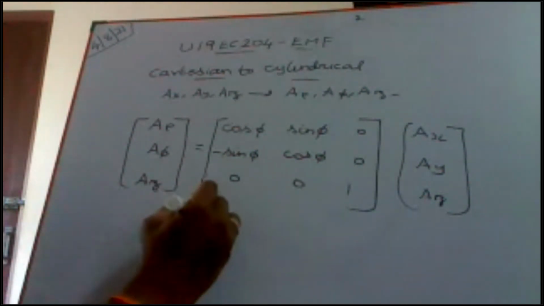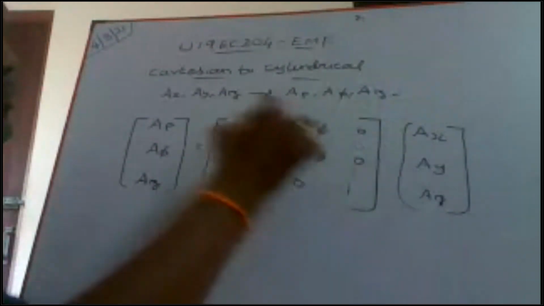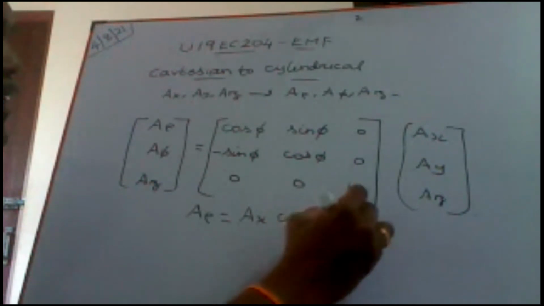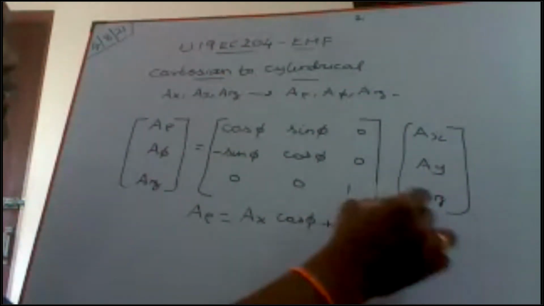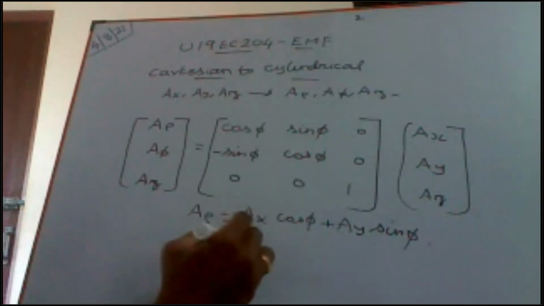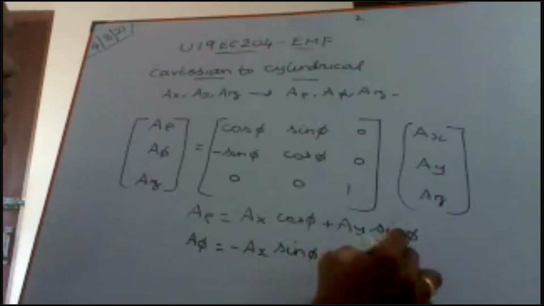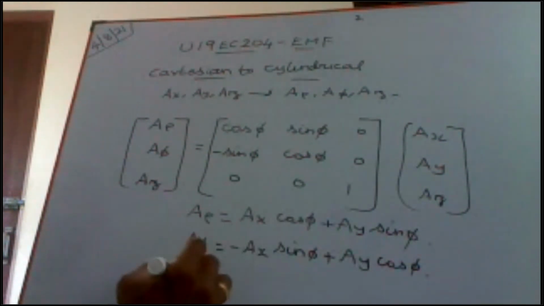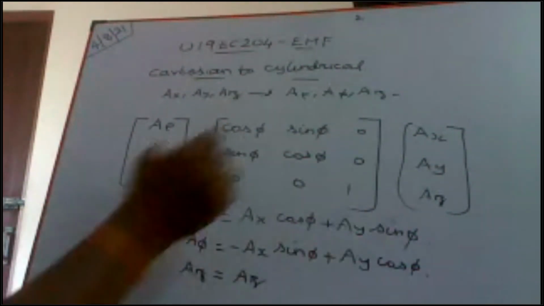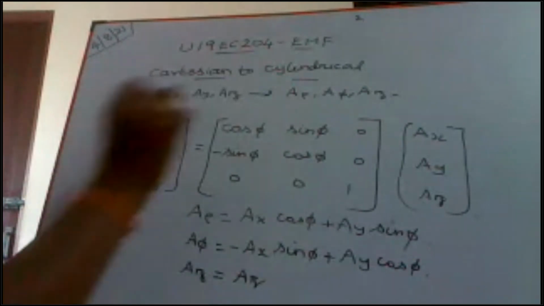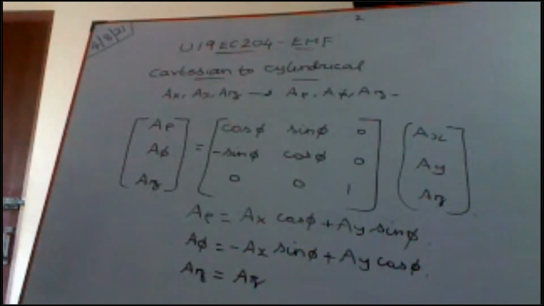If you write the equation, you can write the equations, right? What is the equation for A rho? If I do matrix multiplication, what will happen? Ax cos phi plus Ay sin phi. What is the formula for A phi? Minus Ax sin phi plus Ay cos phi. What is the formula for Az? Az is equal to Az itself. This is the formula I have given you. Correct? If you learn the formula this way, you can remember it very easily. If you learn the formula as it is, it is a bit difficult.